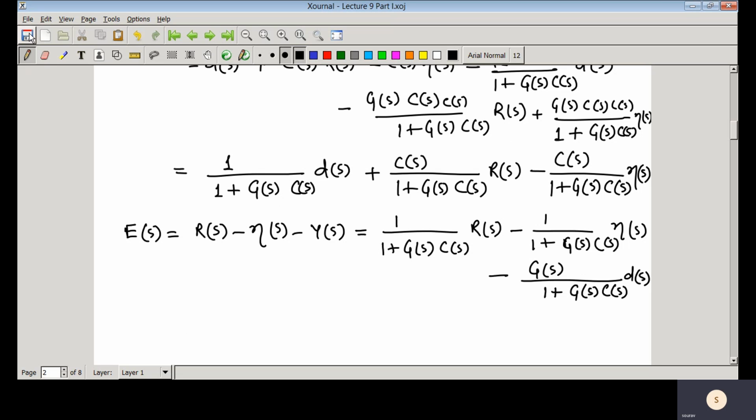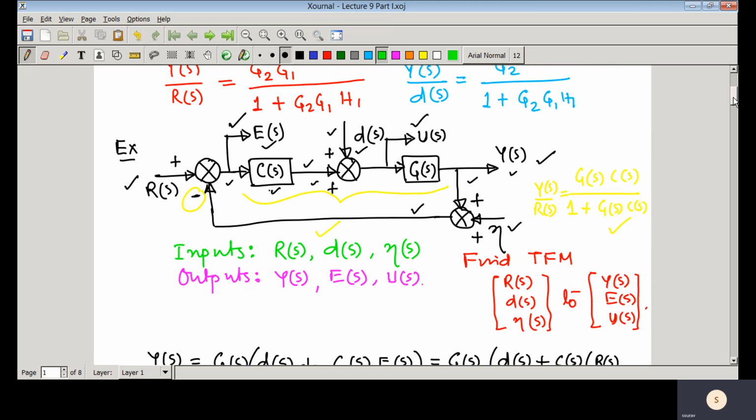One interesting thing we can notice here: suppose RS equal to 0 and eta S equal to 0, that means there is no reference command signal and no noise. We are interested in finding ES by DS, that means the transfer function from the disturbance signal to the error signal. This is the disturbance signal and this is the error signal, so we look from this particular input to that output.